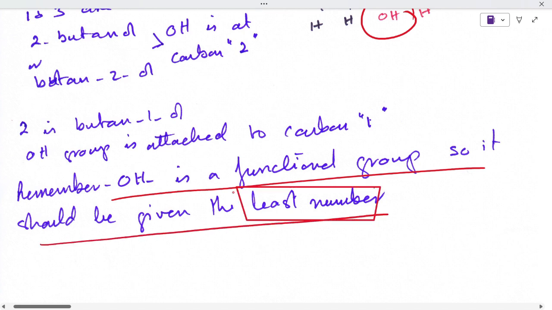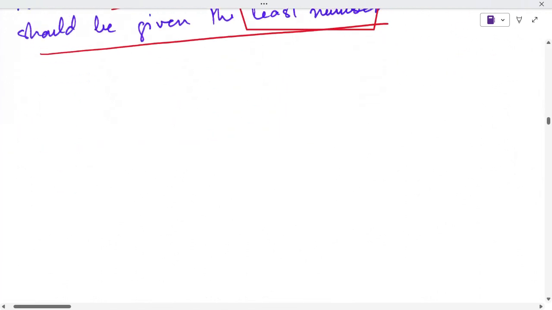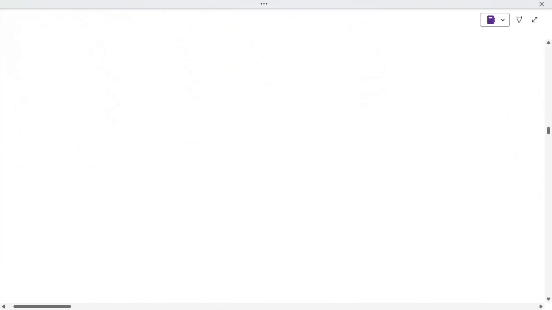Now the other properties, of polymerization, I am going to discuss in my coming lecture.